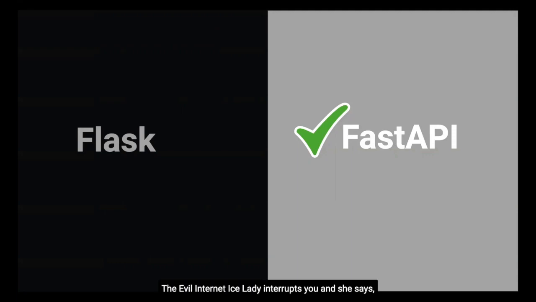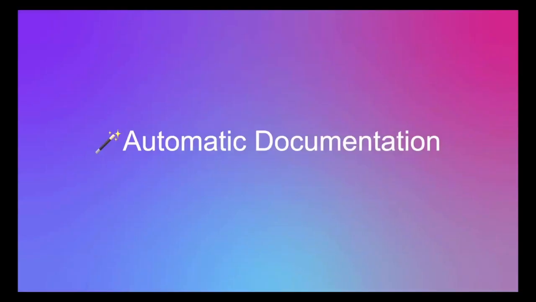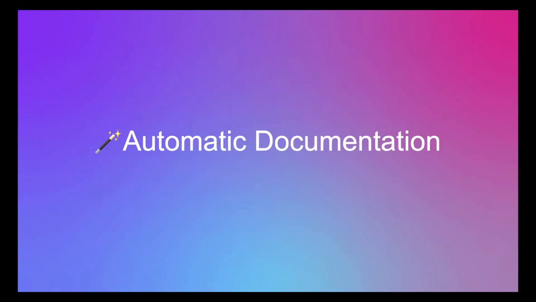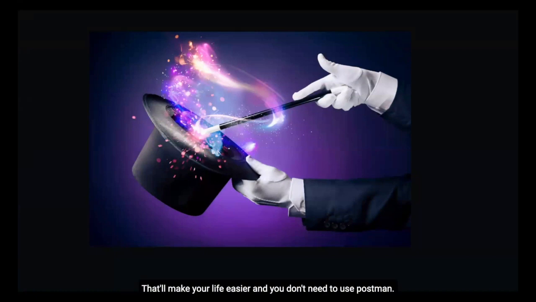The evil internet ice lady interrupts you and she says, yes, I know FastAPI, you don't need to use Postman. So tell me, how would you test post requests using automatic documentation? You take a deep breath because you know this answer will be important and you can't screw up now. So you explain, automatic documentation is an interactive API documentation where you can see your requests in the browser, such as post requests, and interact with them, like passing in data and seeing what response you get back. It's like magic, really, that'll make your life easier and you don't need to use Postman.